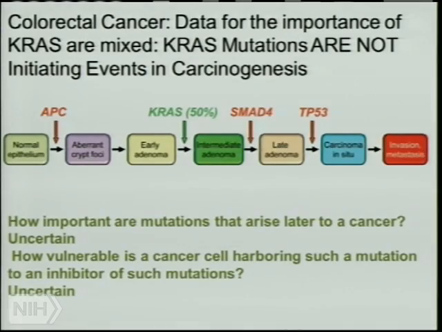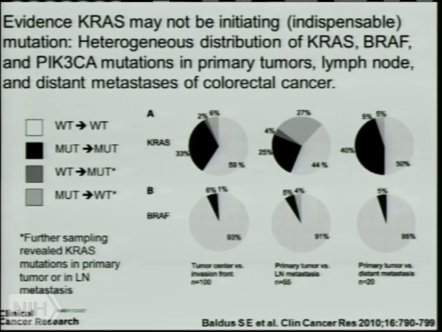So it doesn't appear until a little later on. And then other mutations accumulate to get the final very invasive cancer. So how important are mutations that arise later? Can we say which one is truly oncogenic? It's an accumulation of mutations for sure, but what does it mean that RAS arises about halfway through that process?